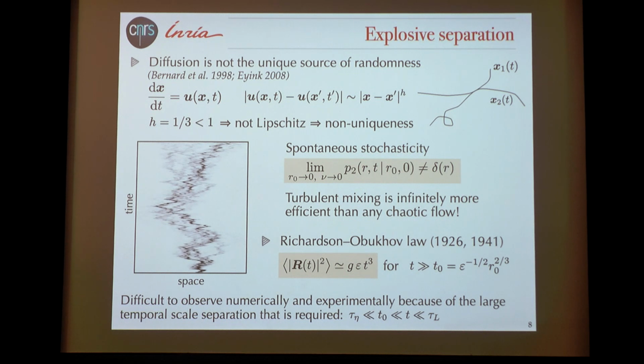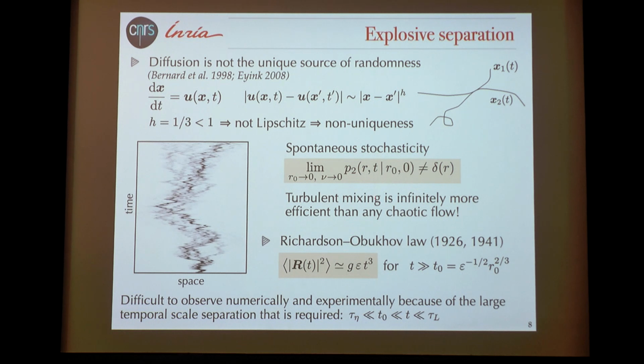And this loss of uniqueness has been coined spontaneous stochasticity because of the following thing. Now assume that in this equation I'm adding some way to regularize the velocity field, so I make it smooth at small scales. Which would correspond to taking a finite value of a given parameter, nu, which is my regularization parameter. And now I can construct fully the transition probability for my flow defined by my characteristics.